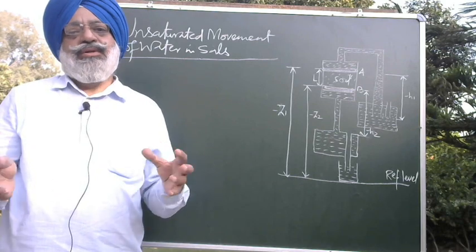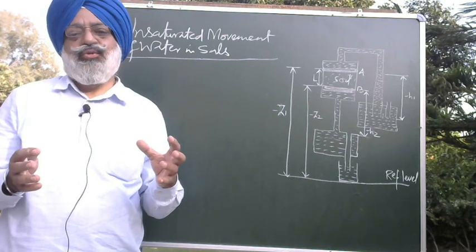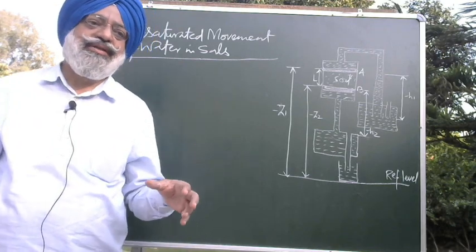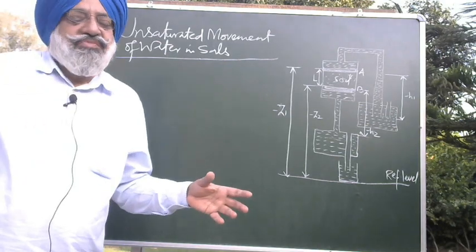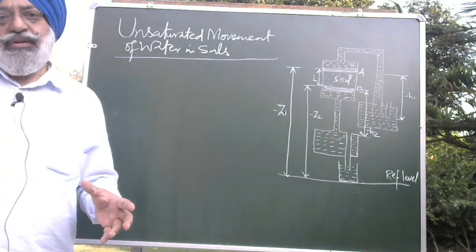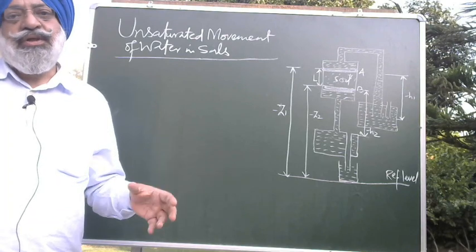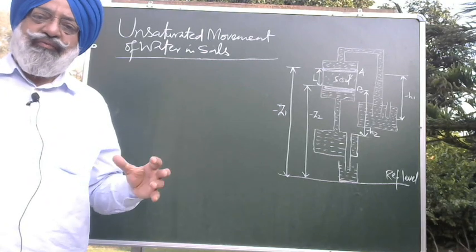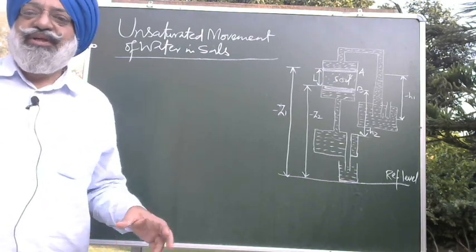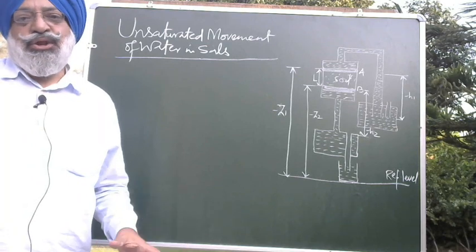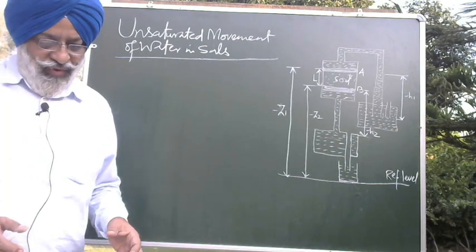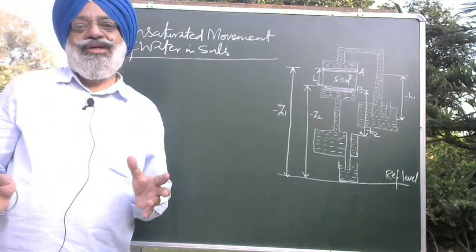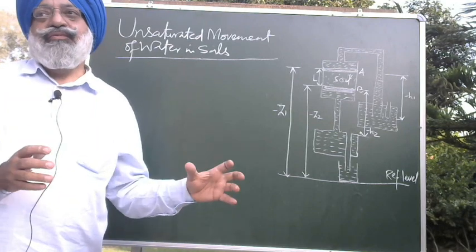Most of the time, unsaturated movement of water in soils is very common, even as compared to saturated movement. Under natural conditions, it is seldom that soil is saturated. Almost everywhere soil is unsaturated. Even if you have a paddy field which is inundated with water, immediately below 5 centimeters you will find unsaturated conditions of water in soil. So, in a nutshell, unsaturated movement of water in soils is more common than saturated water movement.